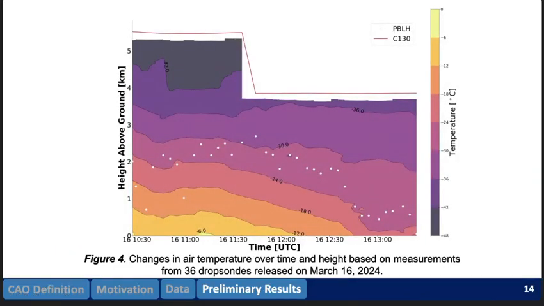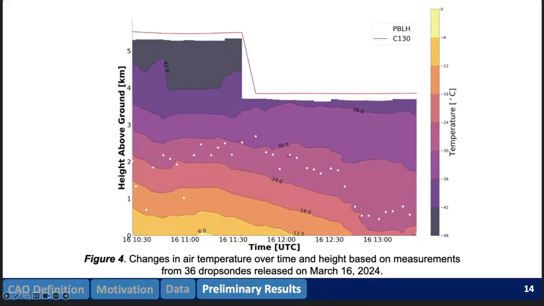So with all these 36 dropsondes, we can create these kinds of figures to show how the environmental parameters change with time as well as height. These figures show how the air temperature changes over time and height based on the measurements of these 36 dropsondes. Here is very close to Kiruna, and all the way to the other end is over the sea ice. Over the sea ice, we can see the air temperature is very low. The white dots here show the estimated boundary layer height, and the red solid line shows the location of the aircraft.